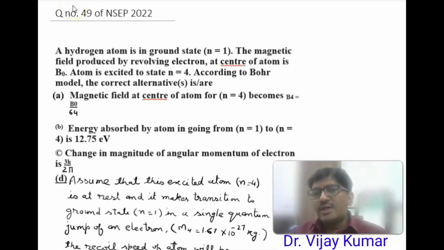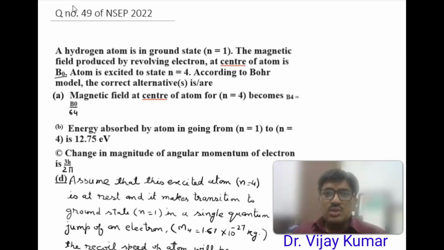Dear students, welcome to question number 49 of NSEP 2022. This question has more than one answer, so we have to check all the answers. The question is: a hydrogen atom is in the ground state, n equal to 1. The magnetic field produced by the revolving electron at the center of the atom is B0.